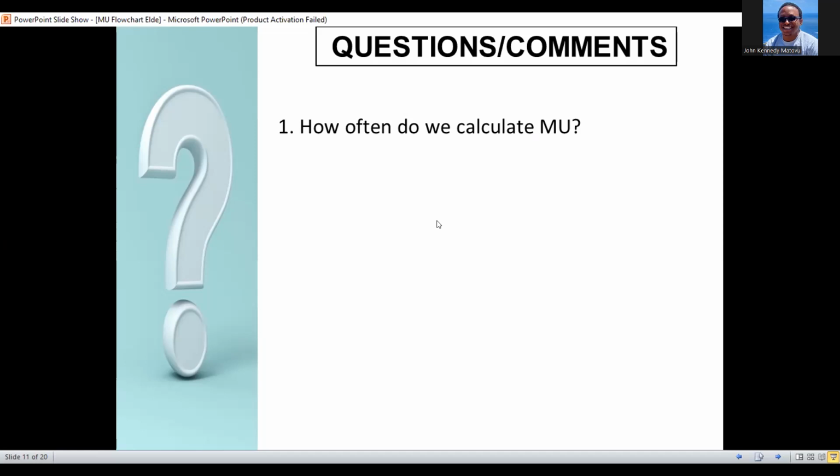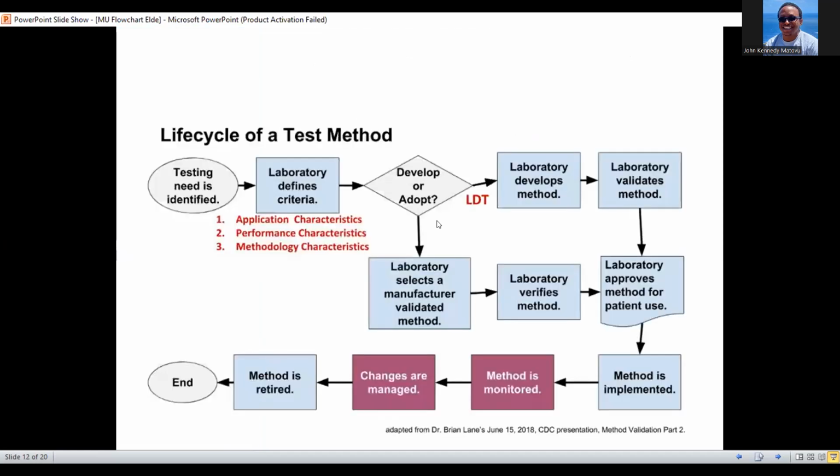Okay. Now I'm concluding, and I'm concluding not only MU but the whole workshop. This is the life cycle of a test method, which starts with the testing being identified, and then the laboratory defines the criteria. What criteria are we talking about? You want to know the application, performance, and methodology characteristics of the test method that you want. And then here's a question: do we want to develop our own, or do we want to buy and adapt?